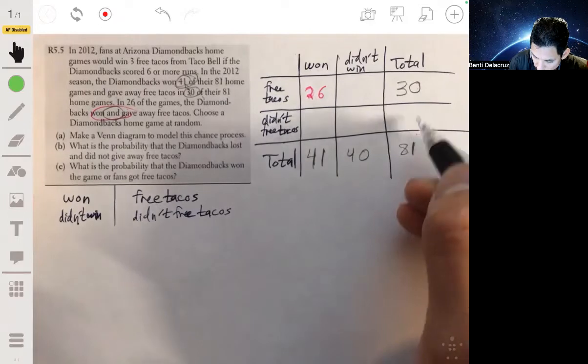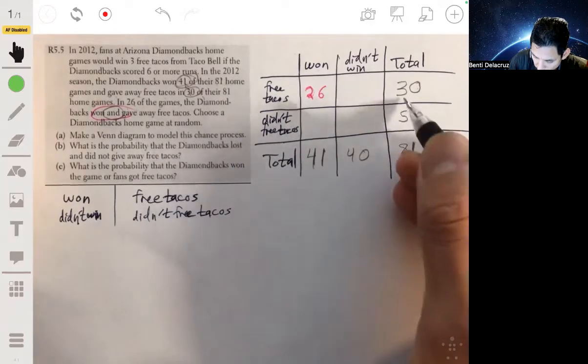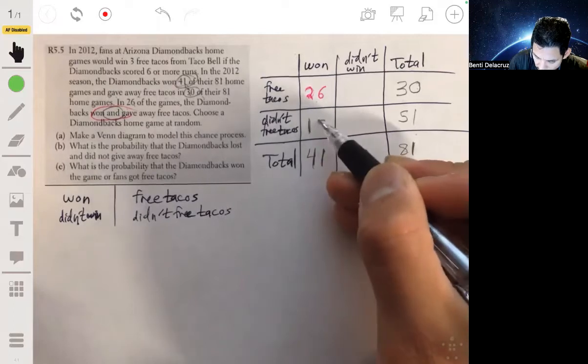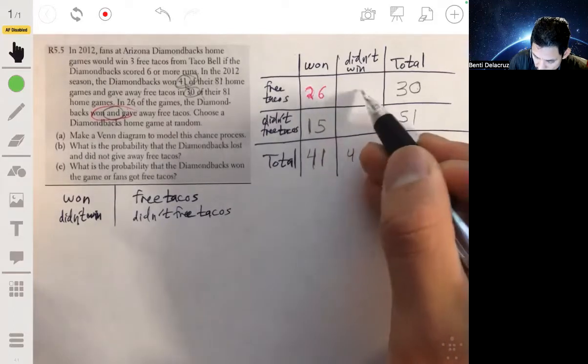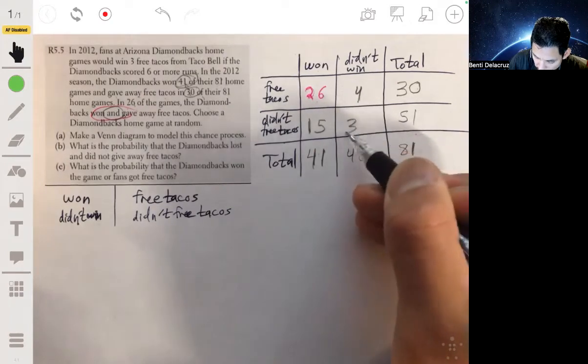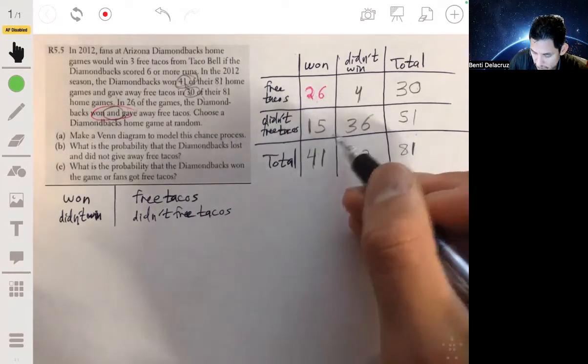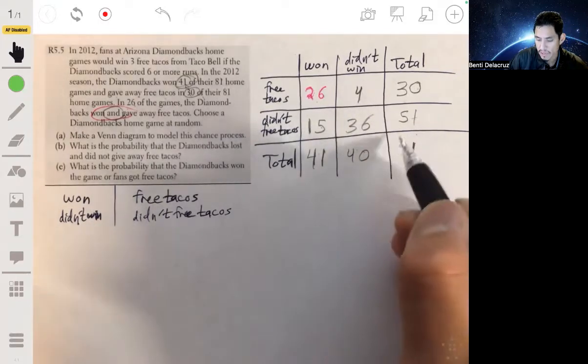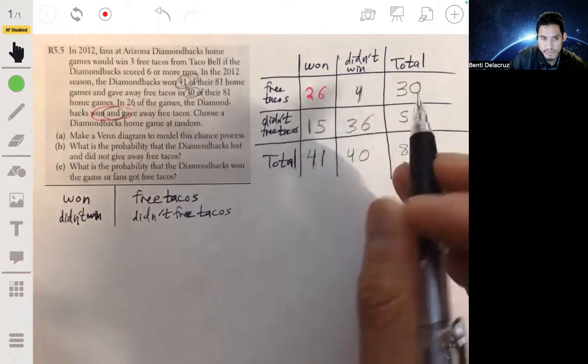30 plus 51 gives you 81. 26 plus 1 gives you 41. 15 would be there. 26 plus 4 gives you 30. And 4 plus 36 is 40. And double check that it works both ways. So 15 plus 36 is 51. And so it all works out. So now you have all your values.